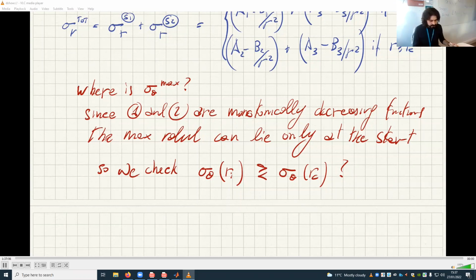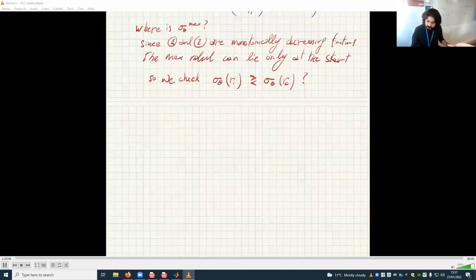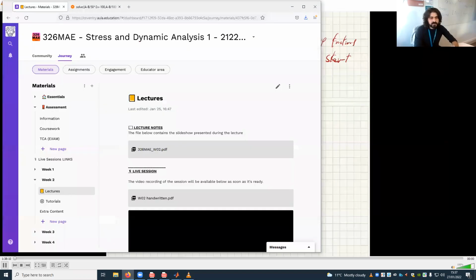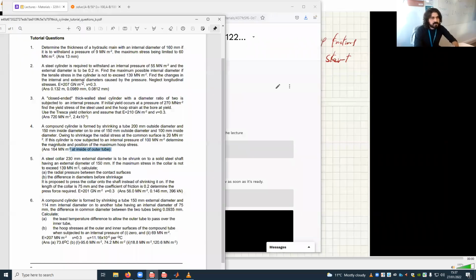Okay, so last one, because I'm going to solve this last question here, which is question 5. Here. We have a steel collar is to be shrunk onto a solid steel shaft having an external diameter of 150, whatever. If the maximum stress in the collar must not exceed 139 megapascal. So where is the largest stress in the collar? Is it at the inner face, at the outer face, in the collar?